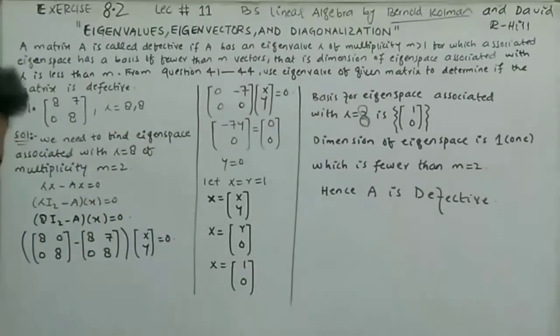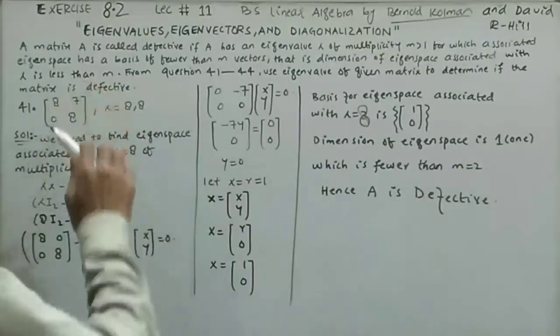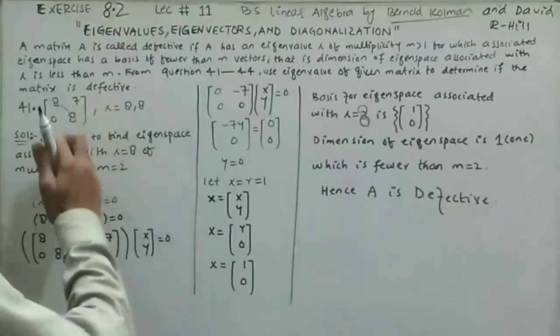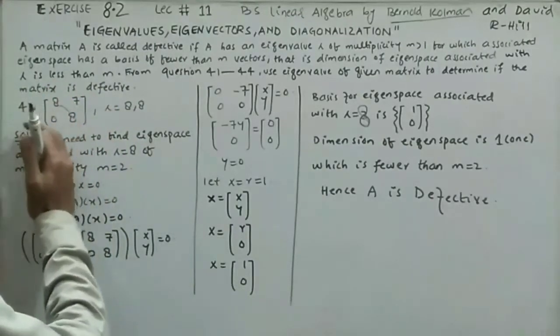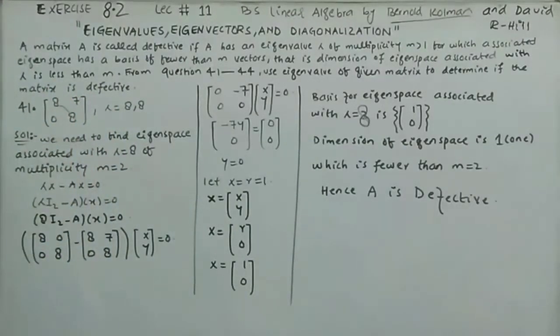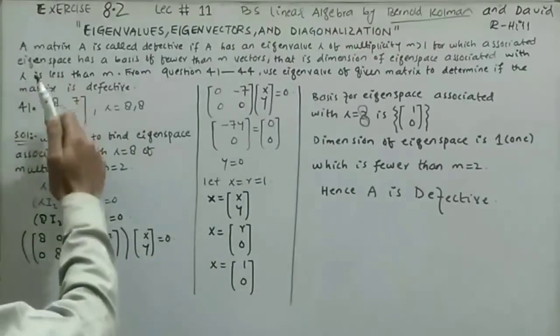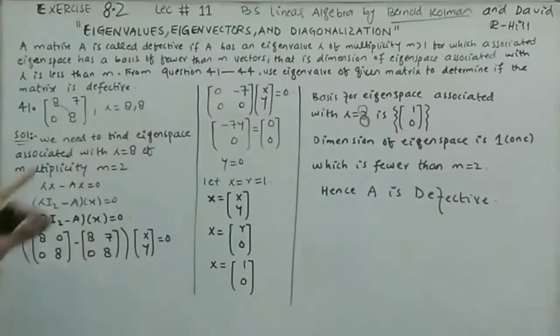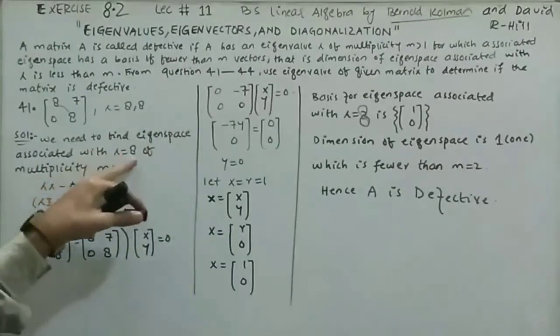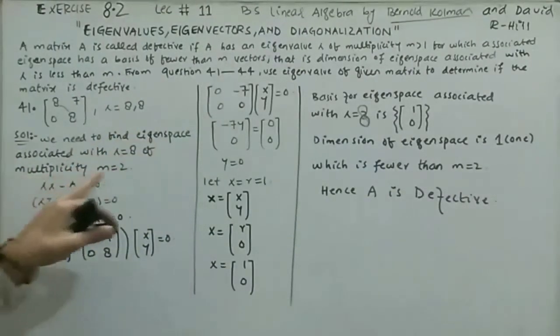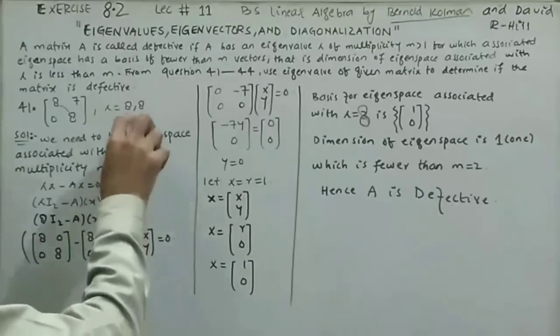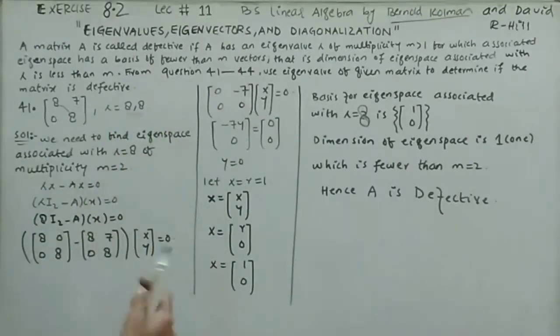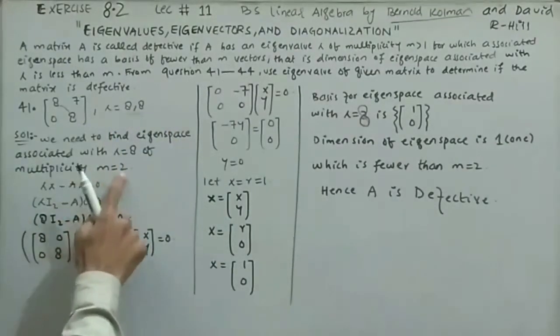So move to the solution. First of all, the given matrix is triangular because these are the main diagonal values, and the entries below the main diagonal are 0. It means the given matrix is an upper triangular matrix. So when the matrix is upper triangular, its eigenvalues will be its main diagonal, which is 8, 8. So we need to find the eigenspace associated with lambda = 8 of multiplicity m = 2. Over here this eigenvalue 8 is repeated twice. That's why I write m equal to multiplicity 2.